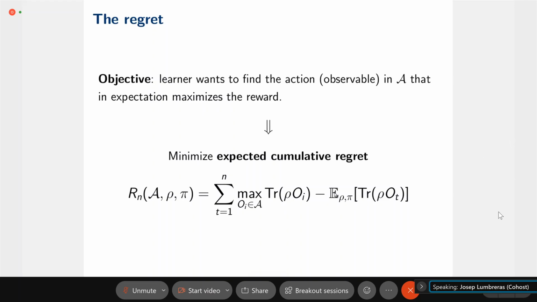That is just a sum over n rounds of the relative loss, and the relative loss is defined as follows. It is just the difference between the maximum expectation value that we can have, so a maximization of the trace of the unknown quantum state times the observable over all the observables in the action set, minus the expectation of the trace of the unknown quantum state times the observable that is selected by the learner at round t. Here we have to take into account that this observable is a random variable, since it's the choice of the learner. So this is determined by the strategy, and that's why there is the expectation value here.